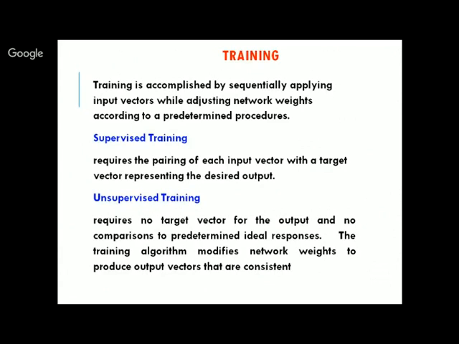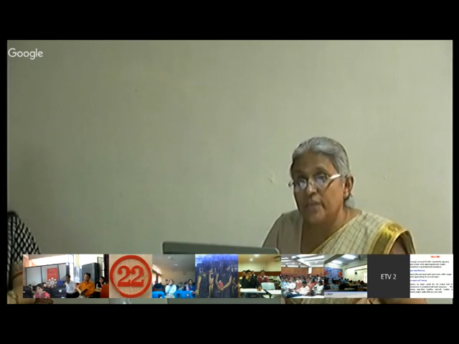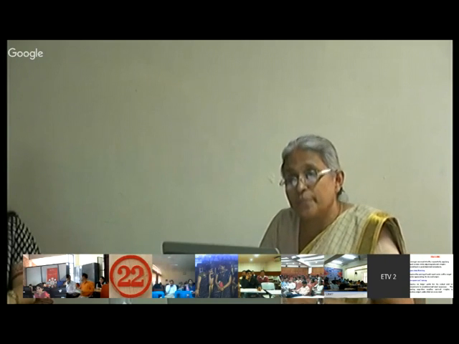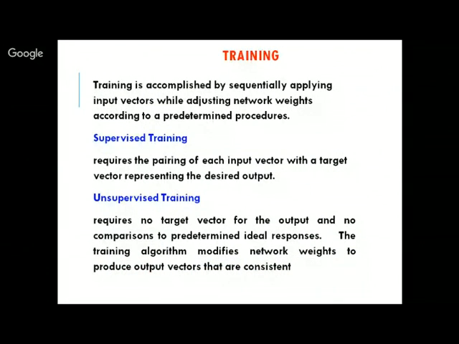But in unsupervised training, there is no target vector. There is no target vector. Now, how will it modify? There are algorithms. The training algorithm modifies the network weights by comparing with the output of the previous iteration. So the output of the previous iteration and the output of the present iteration are found, and the error between these two will be used to change the weights. That is how we do unsupervised training.